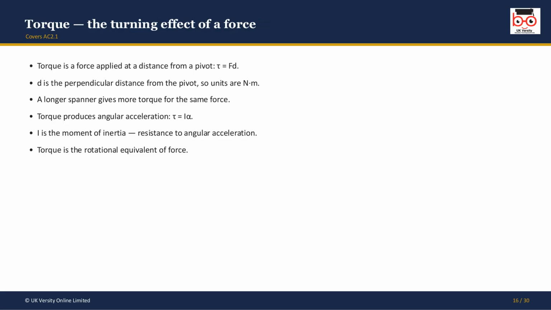Let's look properly at torque. Torque is a force applied at a distance from a pivot, equal to the force times the perpendicular distance, so its units are newton meters. That's why a longer spanner delivers more torque for the same push. In rotation, torque plays the role that force plays in straight-line motion. It produces angular acceleration through torque equals moment of inertia times alpha. That moment of inertia, I, measures how much the body resists being spun up. It's the rotational cousin of mass.